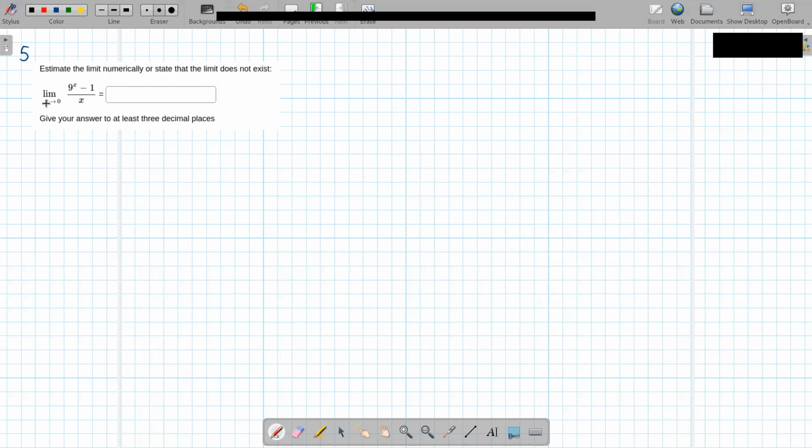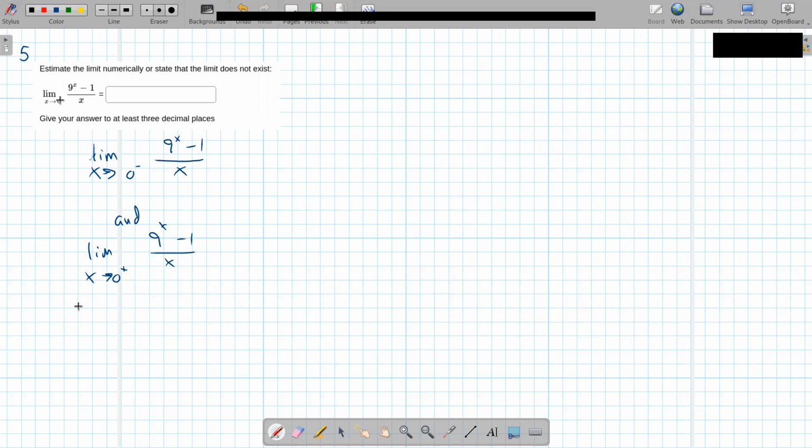X is going to 0. Now it doesn't say whether I'm the left or the right, so I need to look at both. So this is 2 different problems. We need to look at the limit as X approaches 0 from the left side, for (9^x - 1) over x, and we need to look at the limit as x approaches 0 on the right side of (9^x - 1) over x.